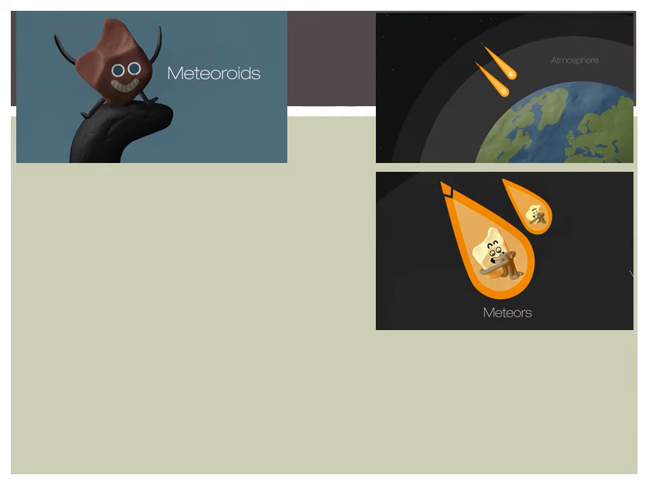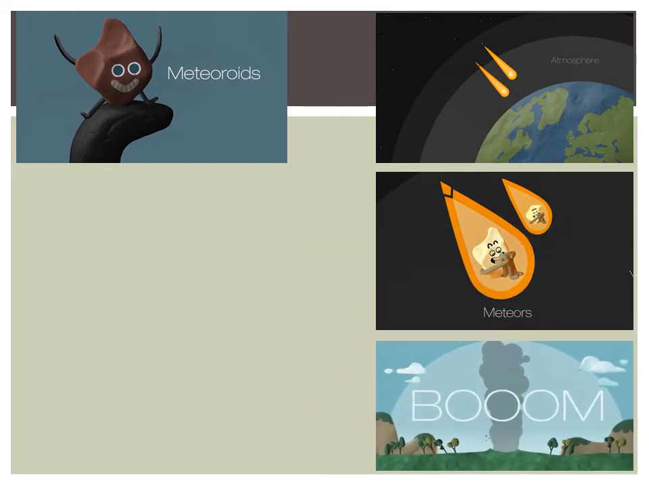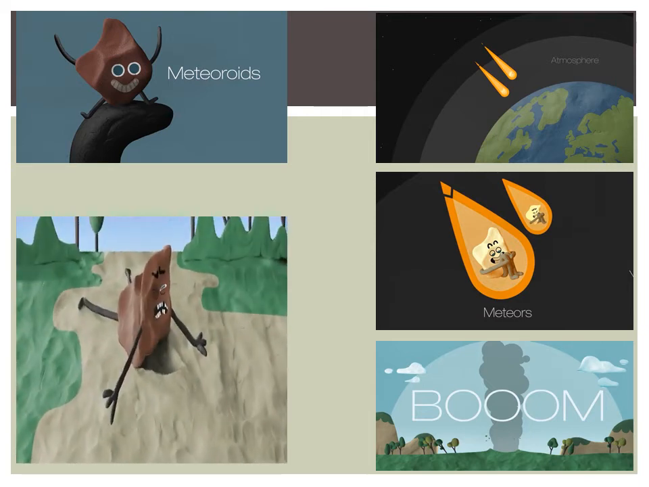Meteors. Okay, so the meteoroids, when they are going to burn, are called meteors. Okay, and they will hit the Earth. So we have here the meteoroids hit the Earth and burn to become meteors.